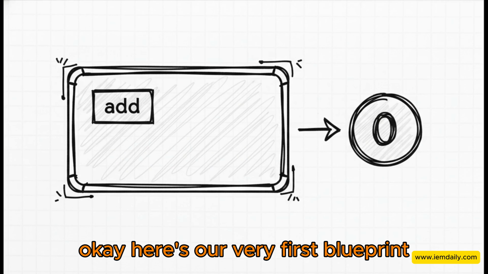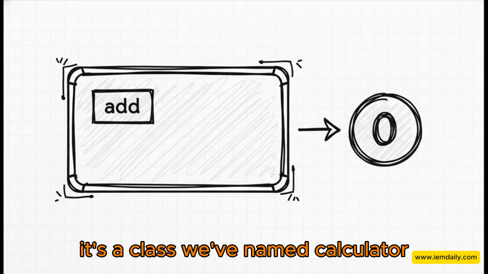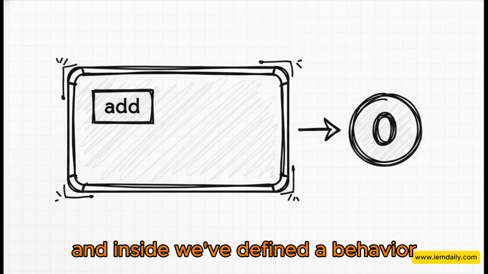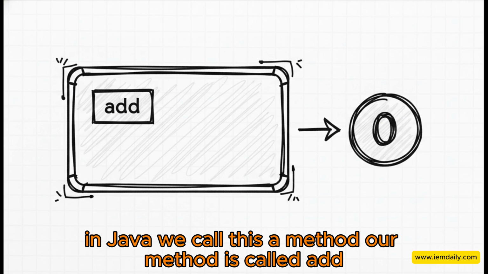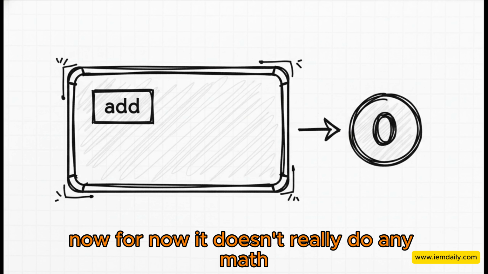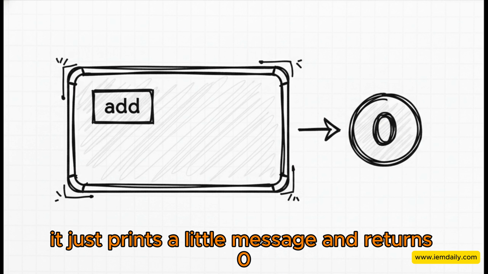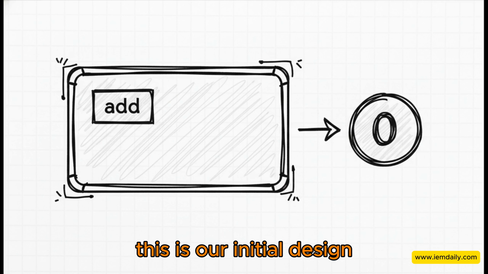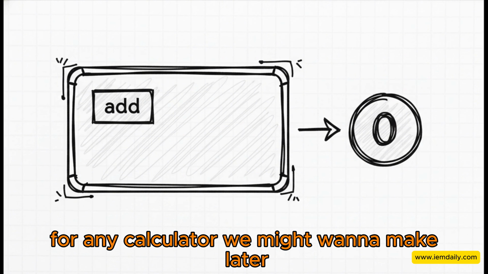Okay, here's our very first blueprint. It's a class we've named Calculator. And inside, we've defined a behavior. In Java, we call this a method. Our method is called add. Now, for now, it doesn't really do any math. It just prints a little message and returns 0. This is our initial design for any calculator we might want to make later.